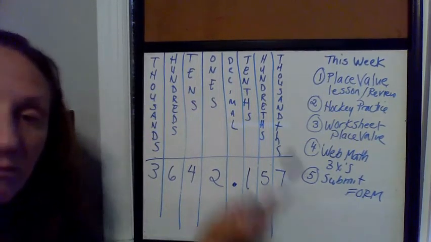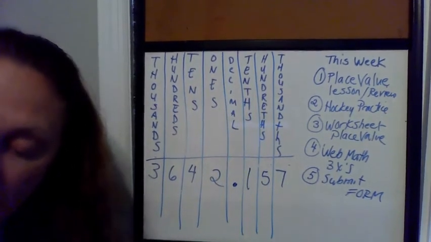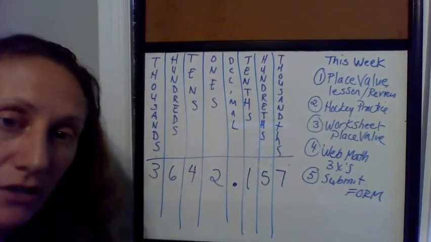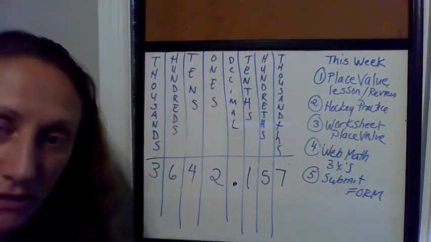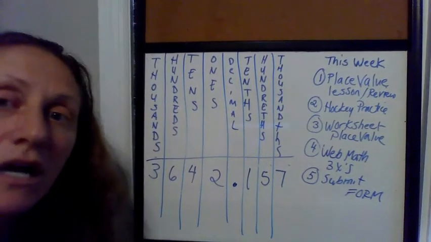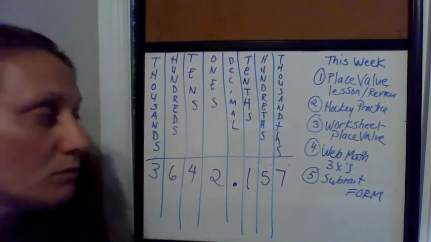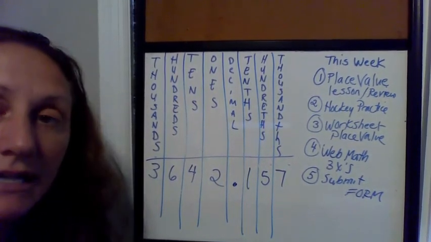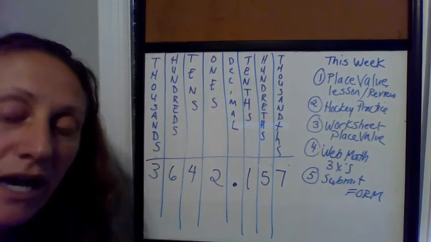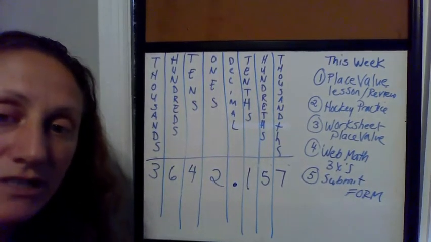So that's basically your review. And so like I said, I'm going to post a chart. I'd like for you to look over that chart. And if you want, you can copy the chart onto a piece of paper and use it while you're doing your place value hockey if you need to. Once you finish and feel confident with level 3, please work on the worksheet and have that done by the end of the week. I'll post the answer key at the end of the week. And also, please do the web math multiplication tables 3 times this week.